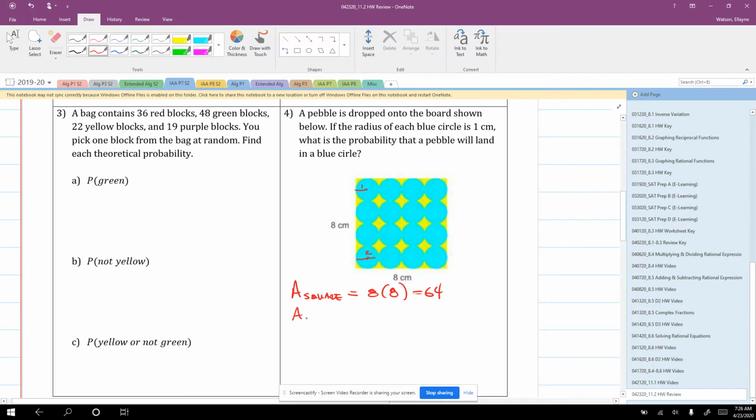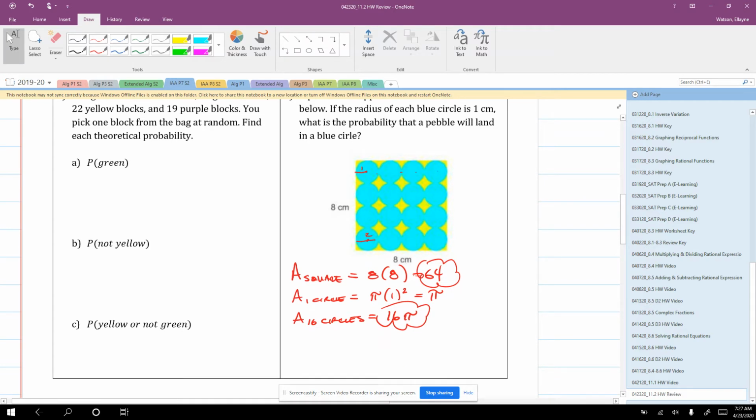So the area of one circle is pi r squared. Radius is 1, squared, which just gives us pi. But there are 16 circles, right? We have 1, 2, 3, 4 times 4, so 16. So the area of 16 circles is 16 pi. Okay, so we're going to use this 64 and this 16 pi in our answer. The probability that it lands in the blue circle would be the area of the 16 circles divided by the area of the entire thing.